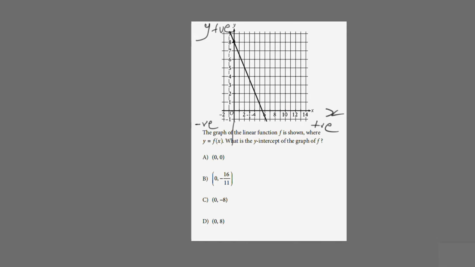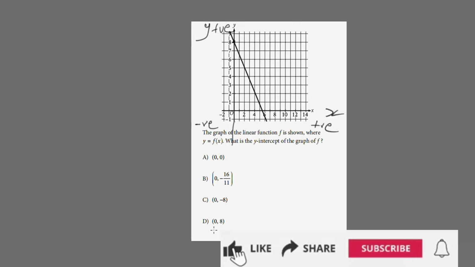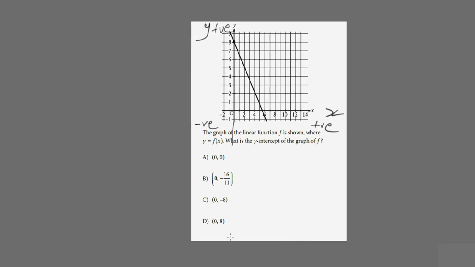So the right answer to this question, which asks what is the y-intercept of the graph of f, is option D, where x is 0, y is 8. It's as simple as this. So this is how you can solve this kind of problem. Hope there's something interesting in the video.